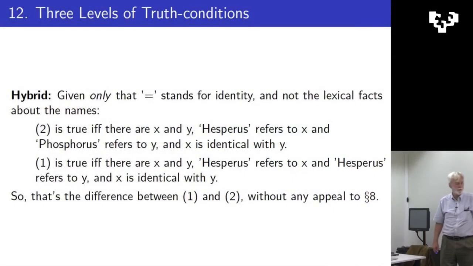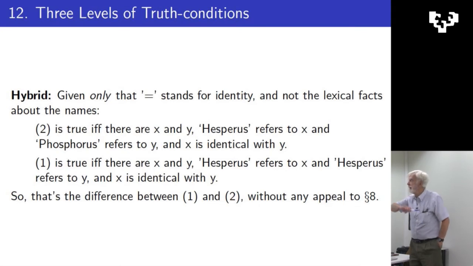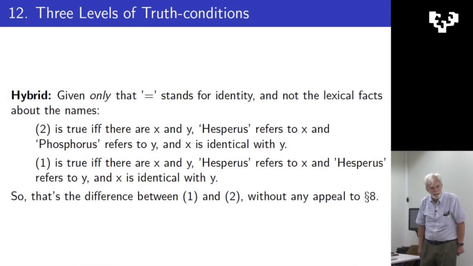But now, are you ready? We've got a third truth condition, the hybrid truth condition. You don't take all the information from the lexicon, you just take that the identity sign stands for identity, and not the lexical facts about names. Now what are the truth conditions for the sentences? Just what Frege thought they were once he translated them into the three-bar notation.